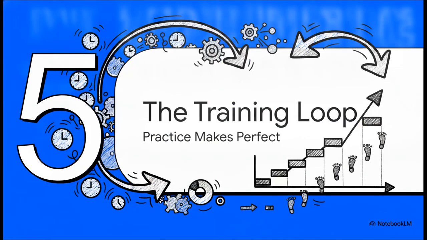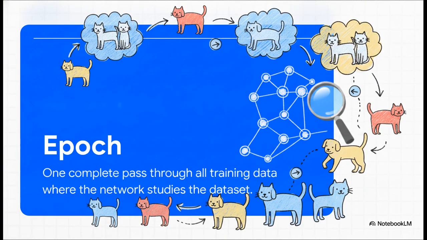Section 5. The training loop. Practice makes perfect. Let's speed things back up. We've seen one cycle of guessing and correcting, but real intelligence requires repetition. Learning doesn't happen from looking at just one single image of a cat. The network has to study the entire dataset repeatedly. In deep learning, one complete pass through all the training data is called an epoch.